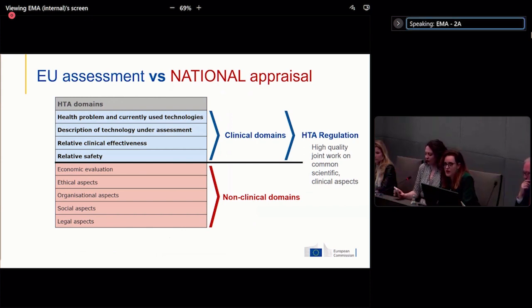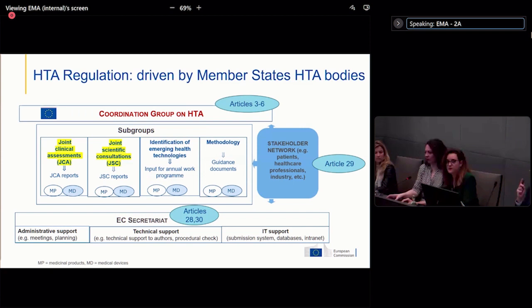I'm sure a lot of you are familiar with the EUnetHTA core model of the 9 domains of a health technology assessment. It's useful to set the scene and say that the EU regulation on HTA only deals with the first 4 domains, in light blue in this slide, so the clinical domains. The other domains, in red, the so-called contextual domains linked to social, economic, ethical, and other aspects, are dealt with at the national level, by member states.